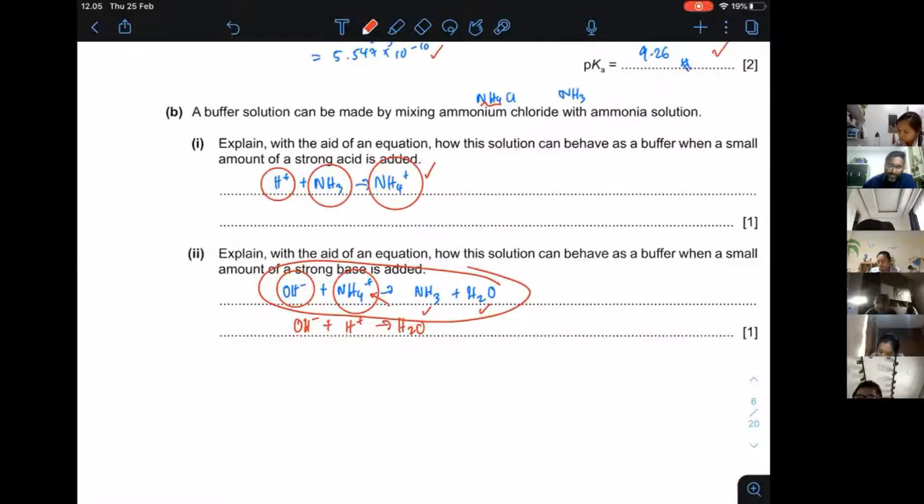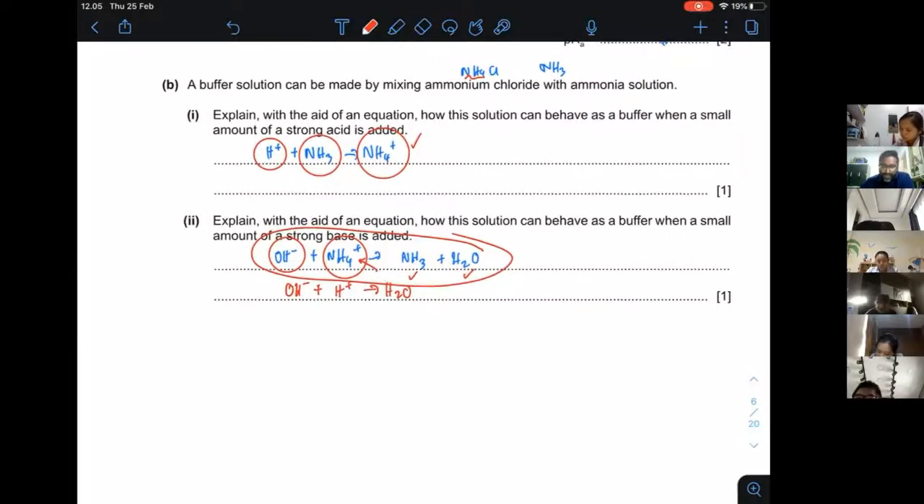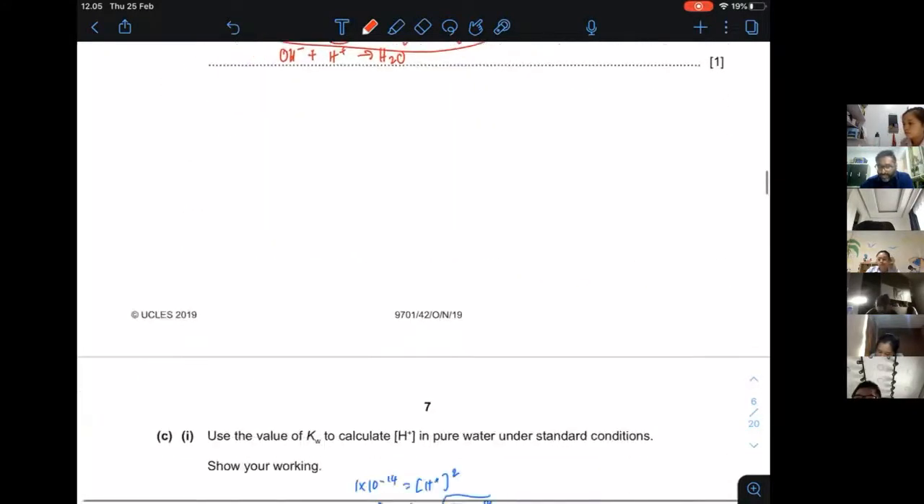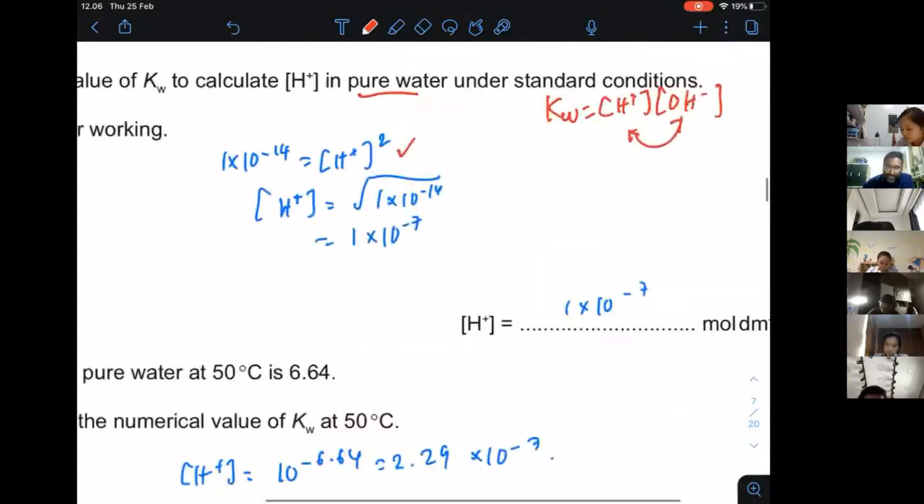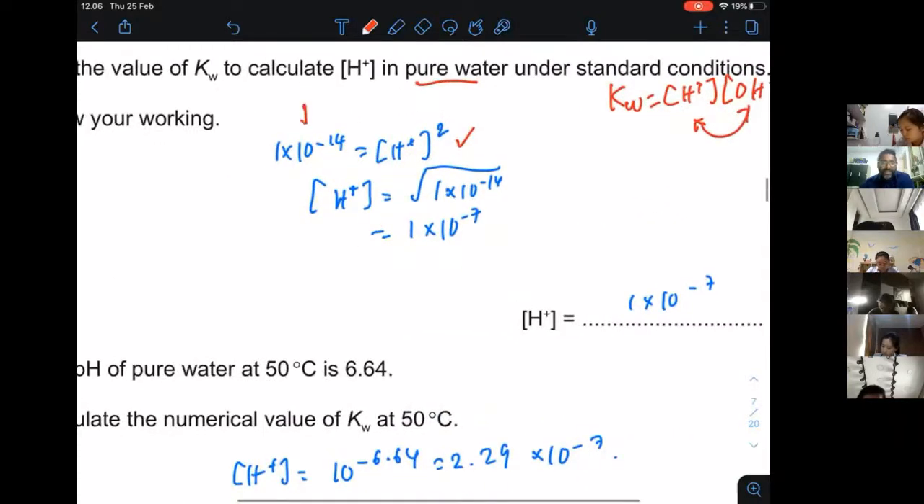Now, use the value of Kw. You should know Kw is the concentration of H plus times the concentration of OH minus, and these two are the same. So we always use this formula for Kw, and this value you need to memorize: 1 times 10 negative 14. For pure water, when you have this, H plus is 1 times 10 negative 7. This is going to be the answer.